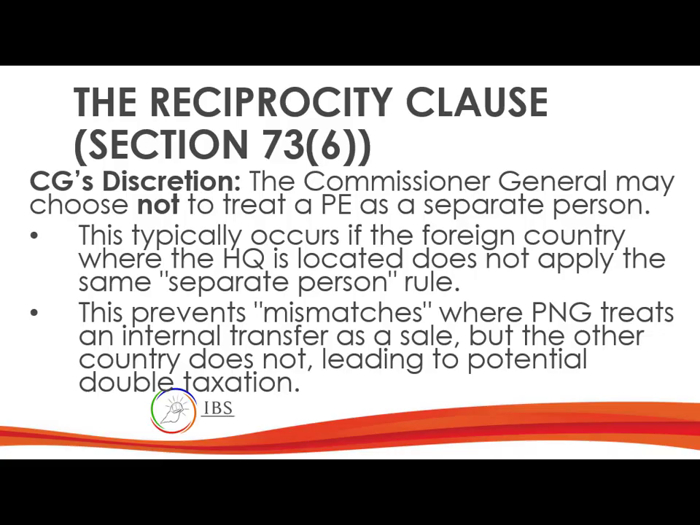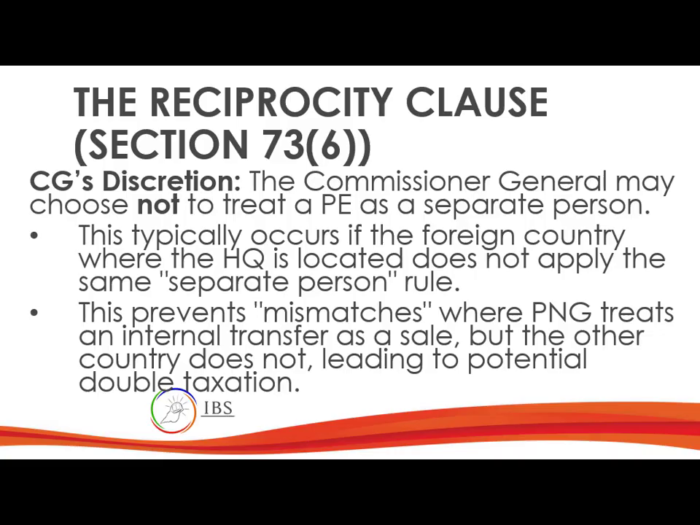All right. So reciprocity clause. The Commissioner General, at their discretion, may choose not to treat a permanent establishment as a separate person. This typically occurs if the foreign country where the headquarters is located does not apply the same separate person rule. So if they are not doing it in their country, we will not do it here either. So it's better to check the tax legislation of the other jurisdiction. Okay?